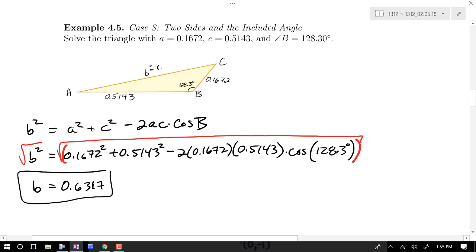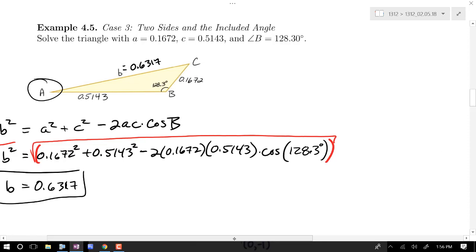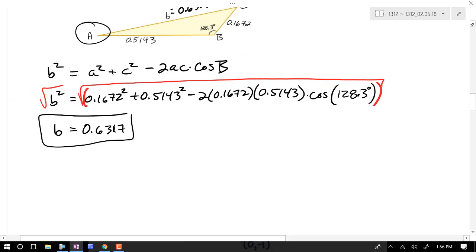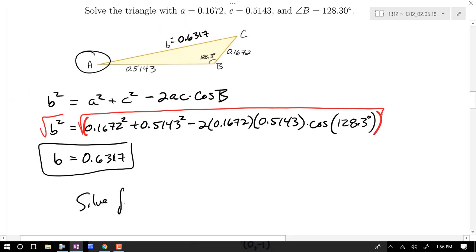Now that we have B, we can find angles A and C. We could do this using law of cosines, but since we now have an angle and its side opposite, we can do this using law of sines, which might be a little simpler. So let's say we want to solve for angle A. If we're going to solve for angle A using law of sines, then, because I have plenty of space, I'll come down here. It would look like a over sine of A is equal to b over sine of B.